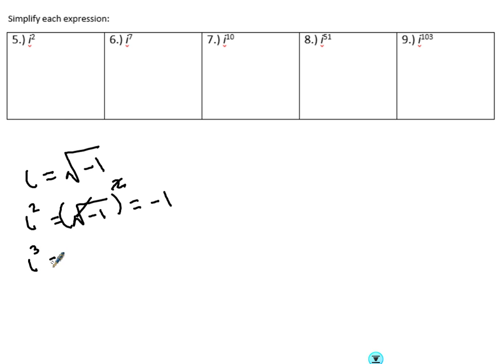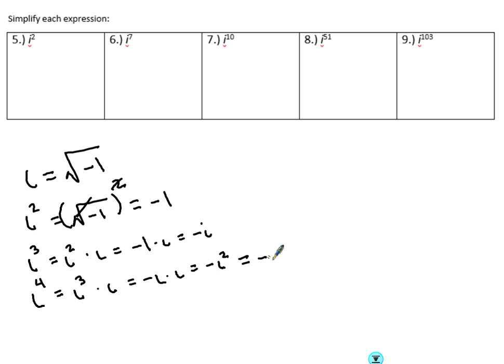i to the third we could rewrite as i squared times i, which would be -1 times i, which is -i. And the last term we're focusing on is i to the fourth. That would be i to the third times i, which is -i times i, which would be -i squared. And as we said, i squared is -1, so that's -(-1), which becomes just +1.